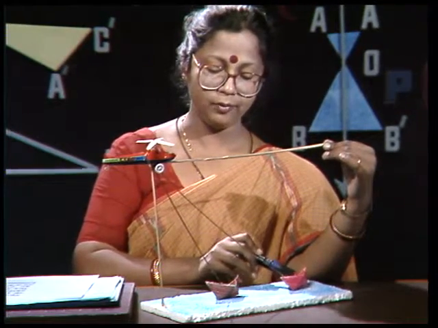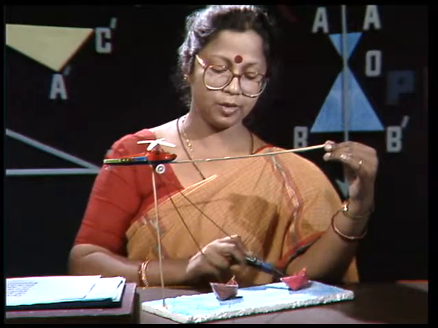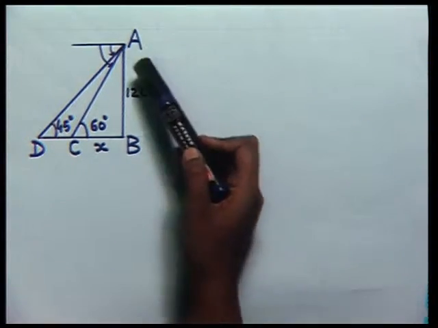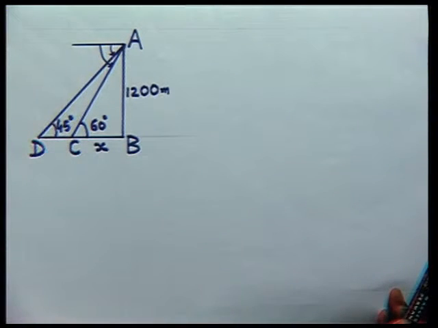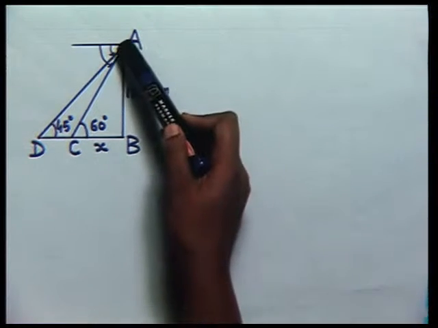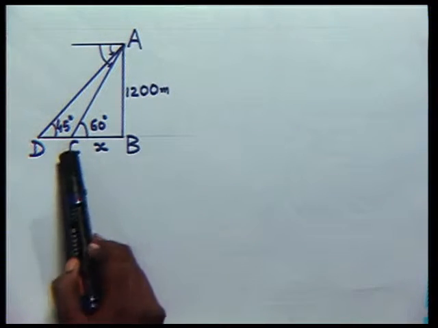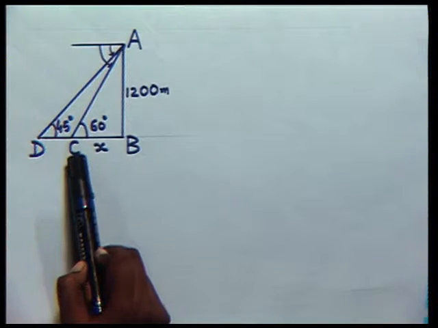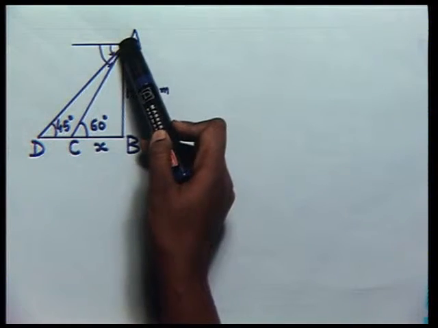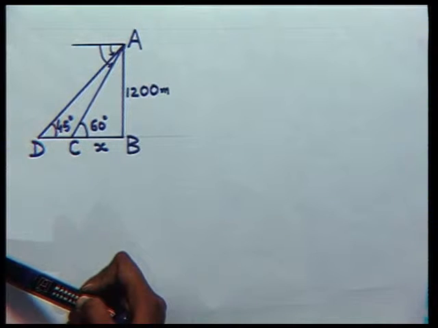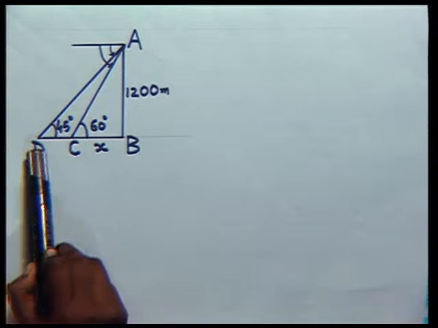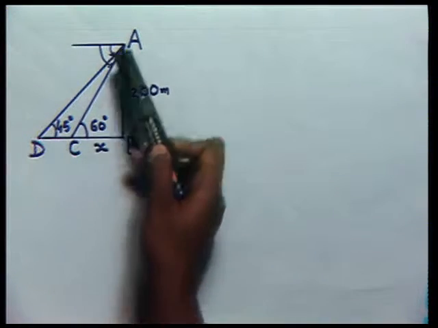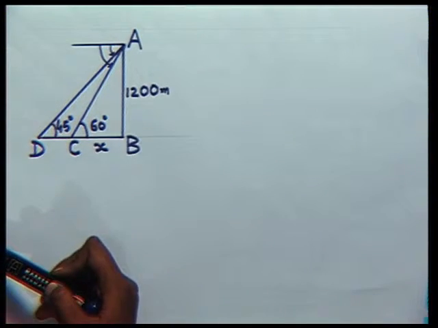We have to find out the distance between these two ships. Here is the figure. The helicopter is at point A. It observes that one ship which is at point C is making an angle of depression of 60 degree with this helicopter, and another ship which is at point D is making an angle of depression of 45 degree with this observer at point A.